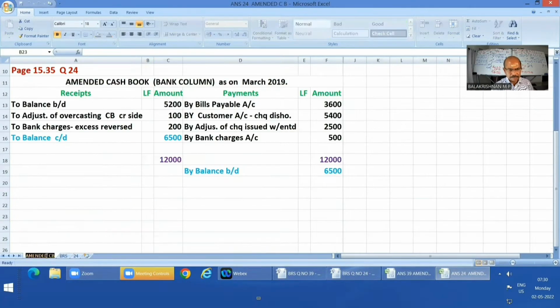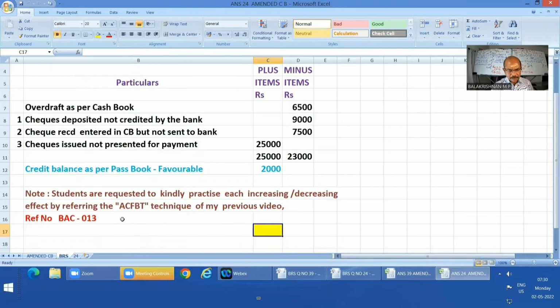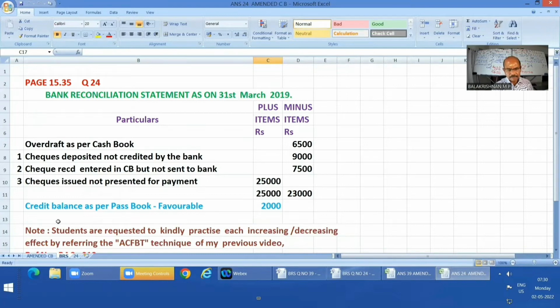Amended cash book first. Okay, this is exactly what I have worked out on the board, but a printed version, for better clarity. And the related BRS. I'm intentionally not explaining the BRS, because I have discussed these items with you a number of times. So students are requested to kindly practice each increasing or decreasing effect by referring to the ACFBT technique of my previous video, reference BAC 013. Okay.